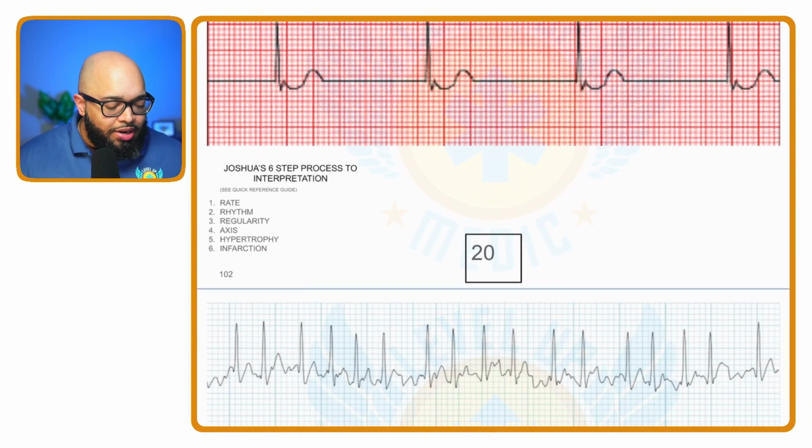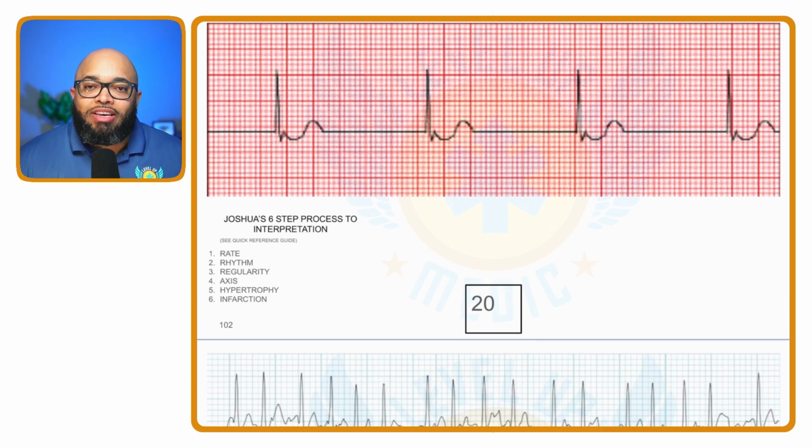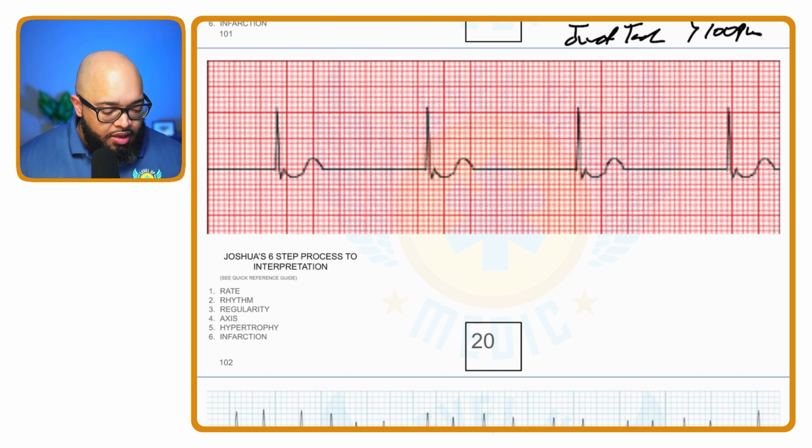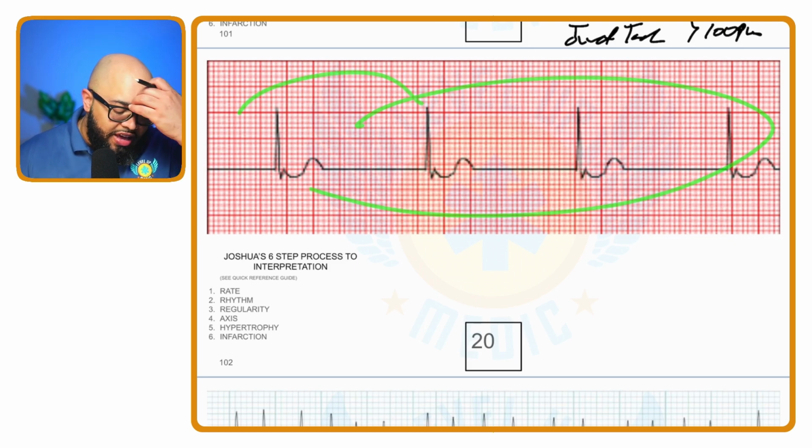Number 20 is also an example. Number 20 is one of those where it's just the flat line, so there's just no P wave, an absent P wave. Notice that here we have an abnormal T wave, though. This is one of the other variants of a junctional rhythm.